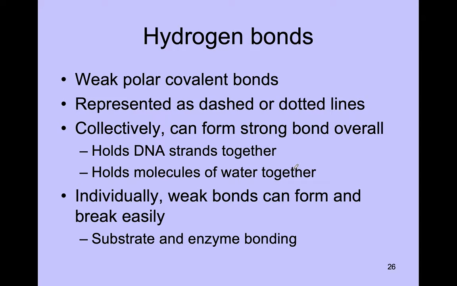You can see here down at the bottom, individually weak bonds form and can break very easily when we move into the chapter on metabolism and we talk about protein function. When a substrate binds to an enzyme, hydrogen bonds are very often what hold them together, and we need them to have enough pull to bring the substrate and enzyme together, but be weak enough that when the enzyme is finished with its job, it can easily let go of the new product. So we'll go more into that in the protein structure.